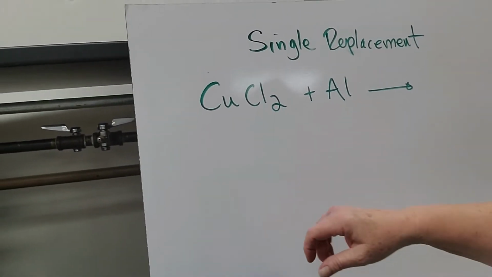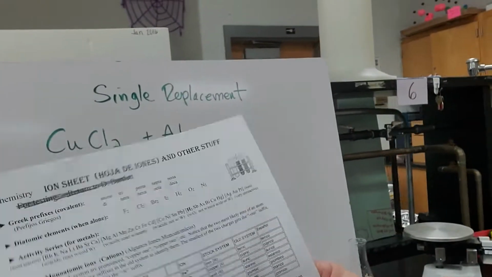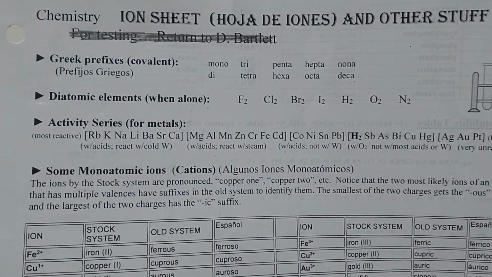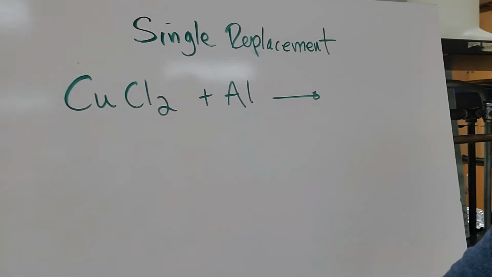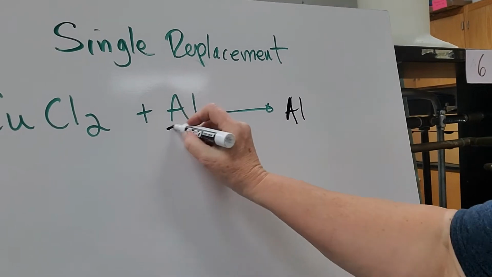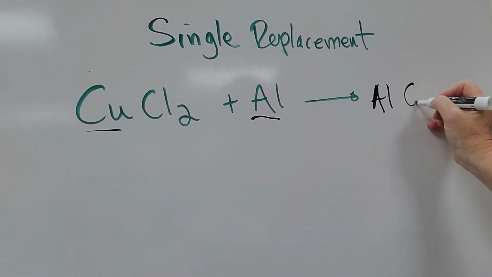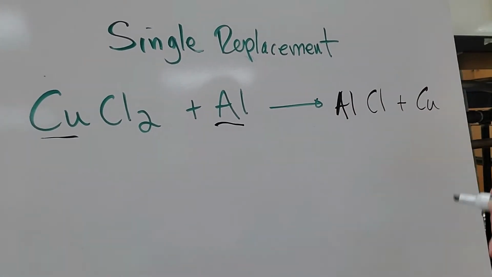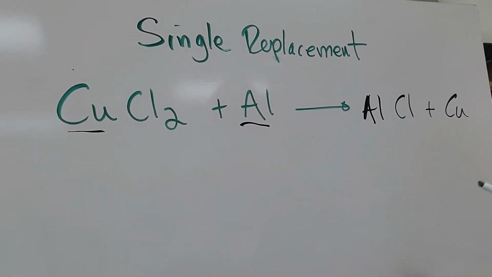Should it react? Take a look at your ion sheet. And you can see that copper is higher up than aluminum. Copper is more reactive. That means it should have reacted, so I should get a reaction. So the Al and the Cu switch places. So Al comes over with the chlorine, and copper gets kicked out by itself. And we saw that happen. We saw the reddish copper come out of solution.